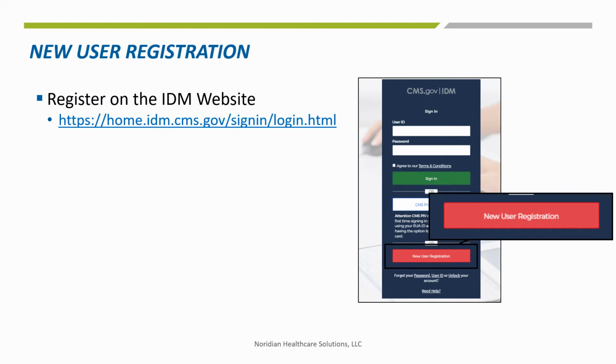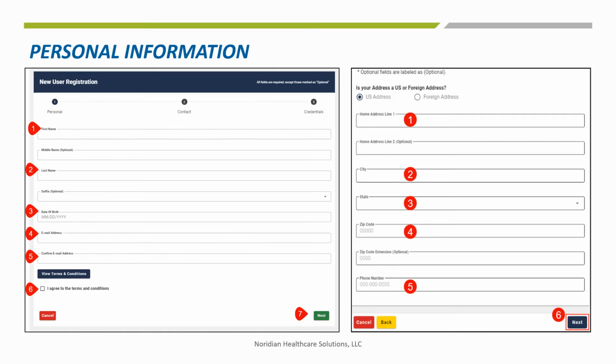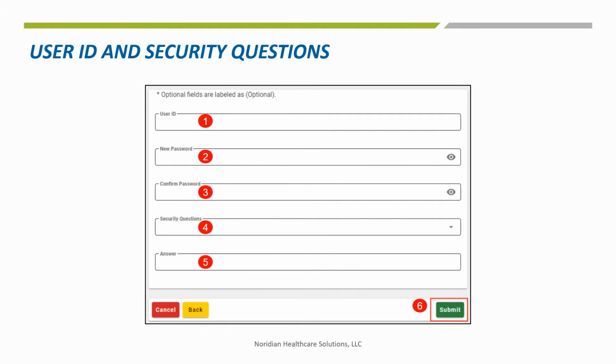To register as either a PS&R security official or as a PS&R user, you must first go to the CMS IDM website. Once on the website, you will choose New User Registration. The system will then ask for personal information that includes your name, date of birth, email, address, and phone number. You will also need to create a user ID and password, and the system will then have you establish a security question. We recommend keeping your user ID, password, and security question and answer in a secure password system such as KeePass.